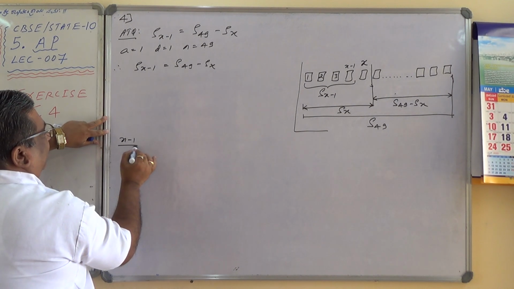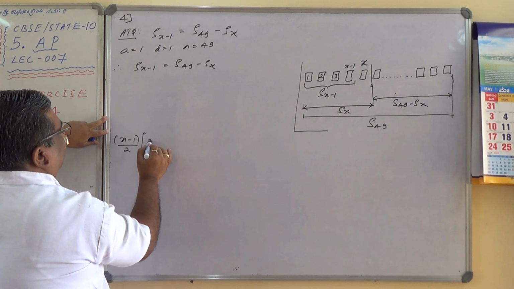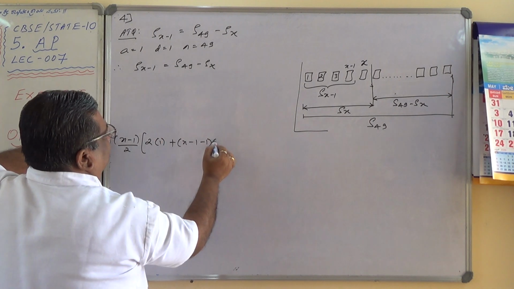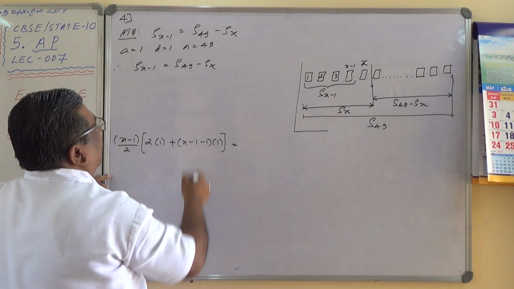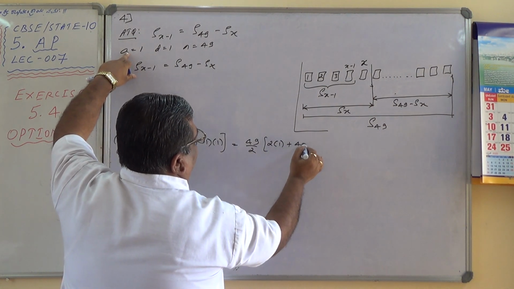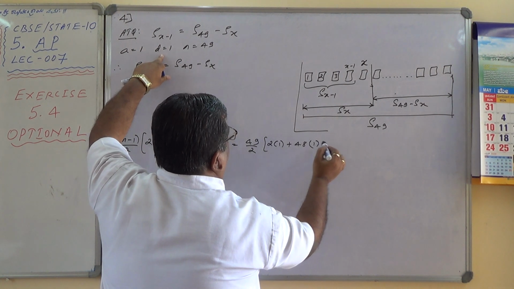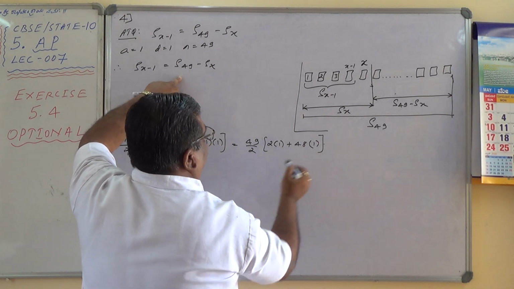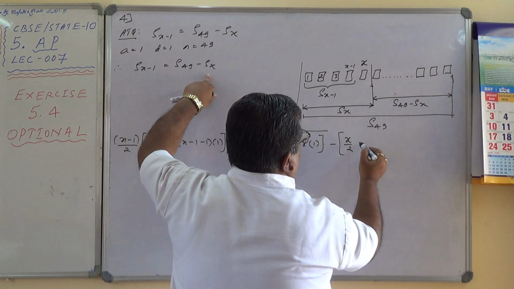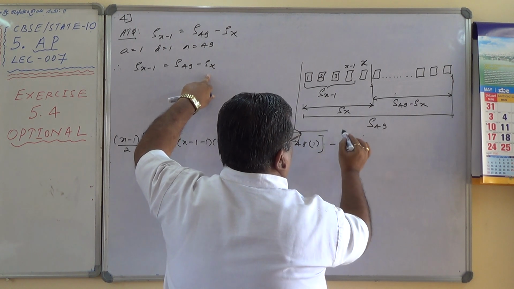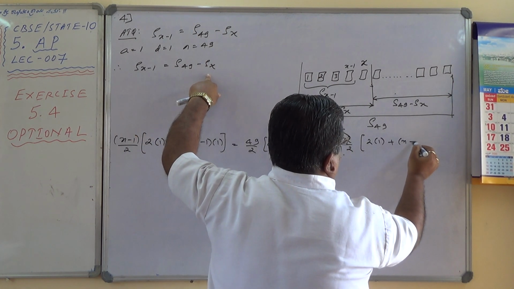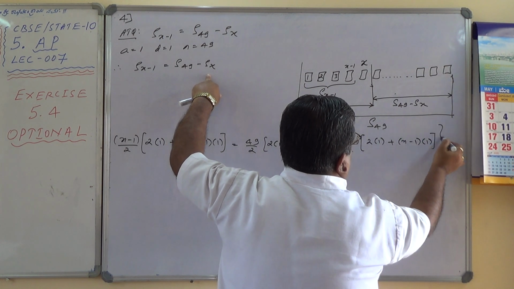Sx minus 1, x minus 1 by 2, into bracket 2a is 1 plus x minus 1 minus 1 times d is 1, equals S49 by 2 into bracket 2a is 1 plus 48 d is 1, minus Sx by 2 into bracket 2 times 1 plus x minus 1 into 1. Yeah, this is how it is.